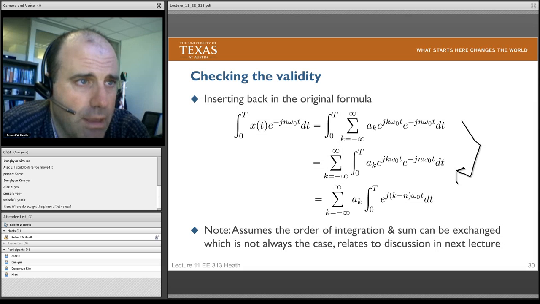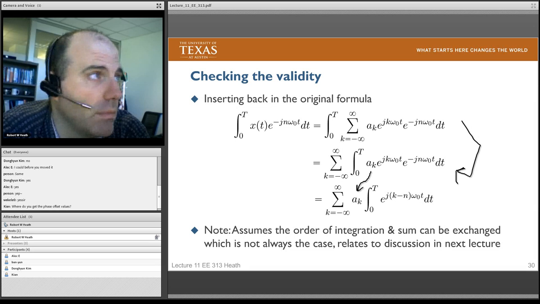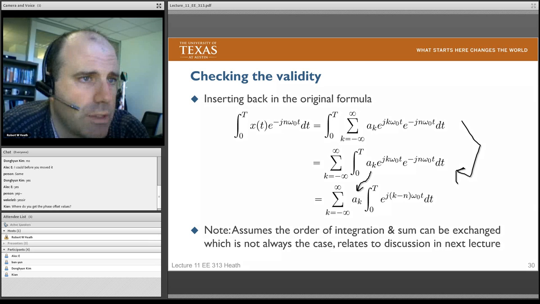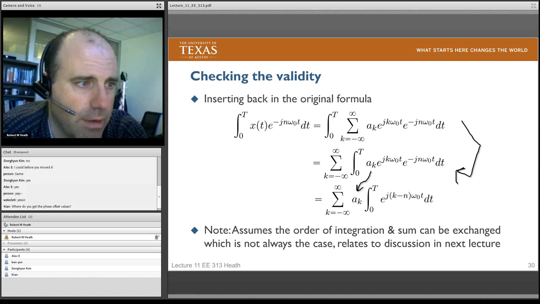And then the key thing here is I'm going to switch the order of integration and summation. And then a_k is a constant here, so I can factor it out. It doesn't depend on the t in the integral. And so I get the integral from 0 to T, e to the j, k minus n, omega naught of t dt.